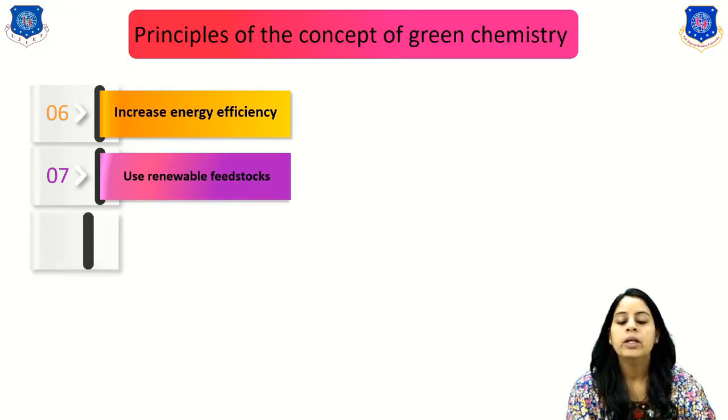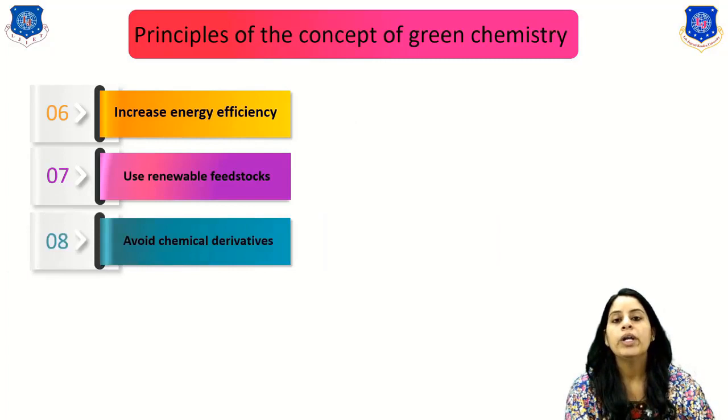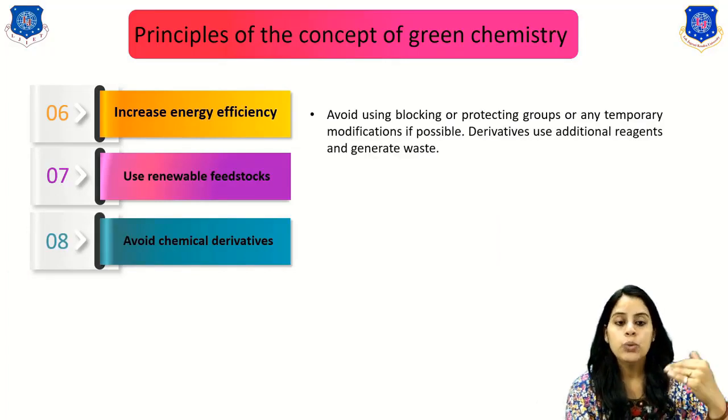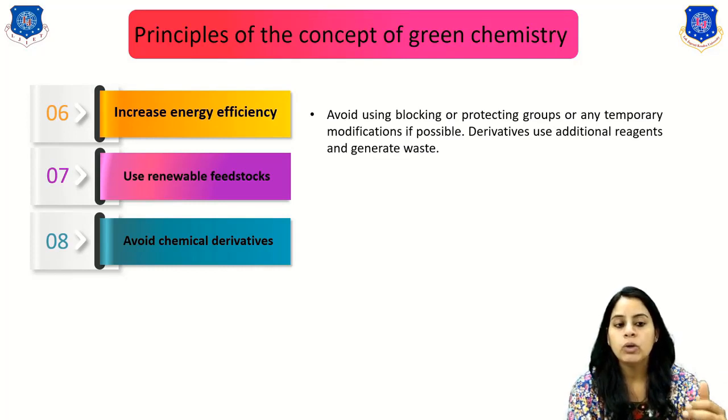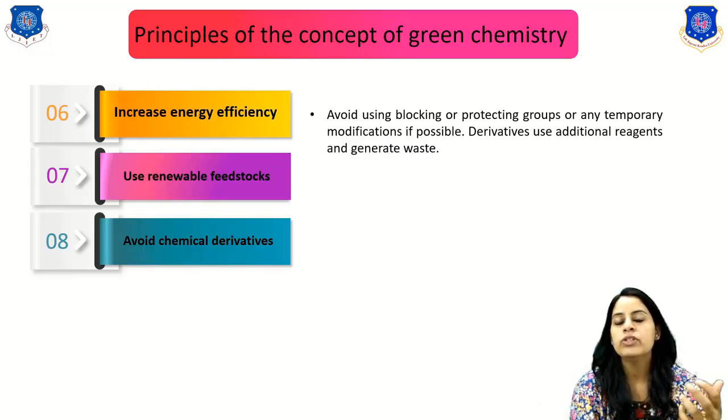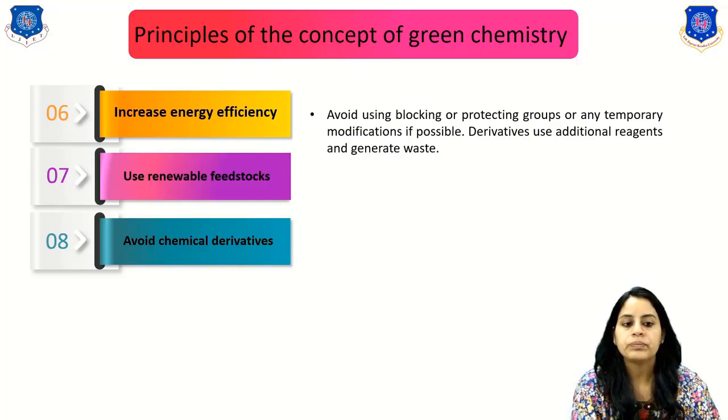right? Then the next one is avoid chemical derivatives. It means avoid using blocking or protecting groups or any temporary modification if possible, right? So derivatives use additional reagents and generate waste.